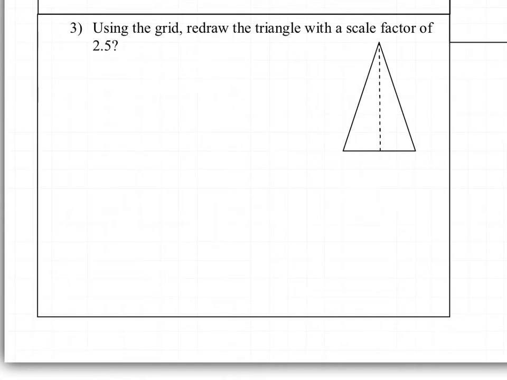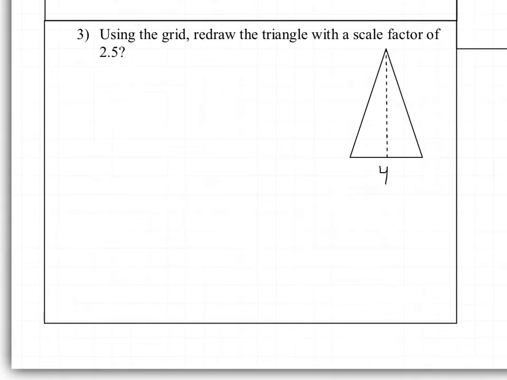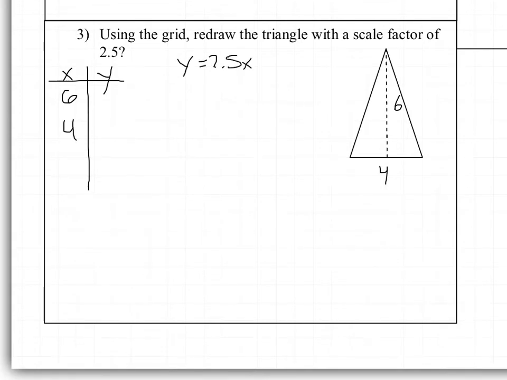So this is actually the same figure. We have a base of 4 and a height of 6. So we can actually think about this as a T-chart if we want. Just a different strategy. Thinking about it kind of going into your test tomorrow, with a height of 6 and 4. And our scale factor is 2.5, so y is equal to 2.5x. If we plug in 6, we should get 15. If we plug in x is 4, we should get 10.